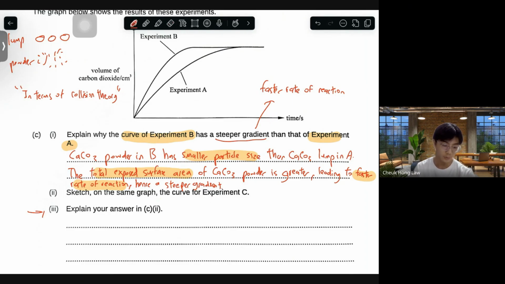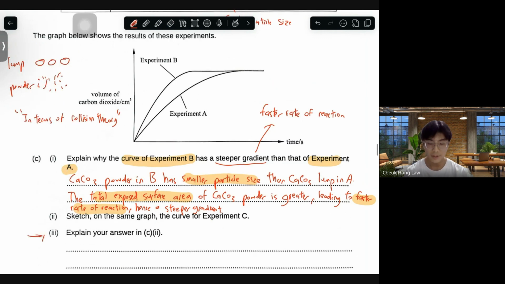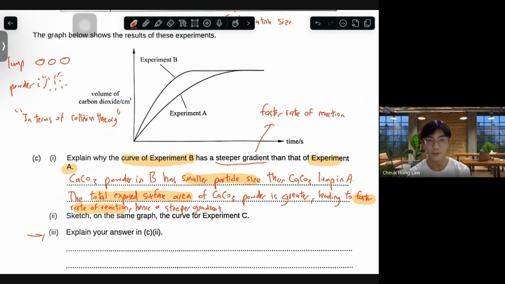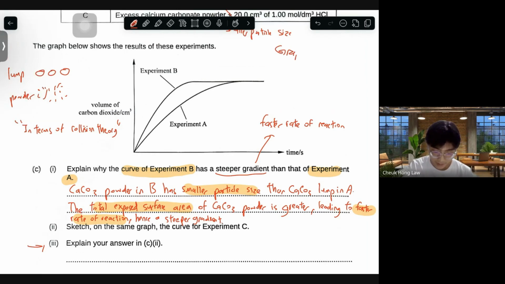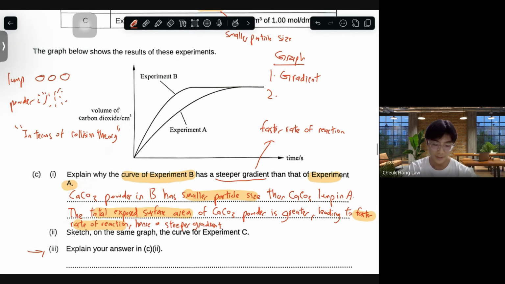Okay, let's look at part 2. Sketch on the same graph the curve for experiment 3. Okay, remember graph, what are the two things that I'm looking for? Can anyone tell me? What must I focus on in a graph? The first one starts with G. What's the first thing that I should look out for in the graph if I want to sketch or study it? Yes, gradient. Good job.